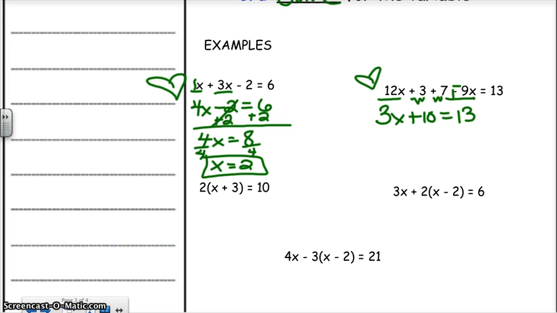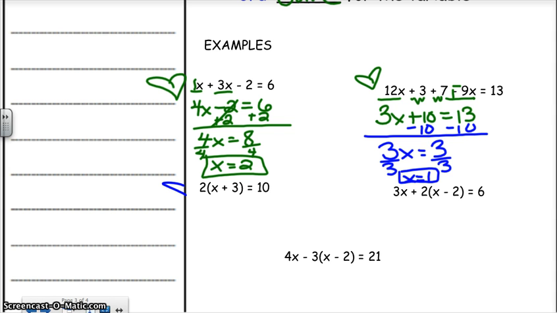Now I can solve. I'm going to move what's not connected to my variable. So I'm going to move my 10. The inverse of adding 10 would be to subtract 10. I get 3x is equal to 3. 3x means 3 times x, so the inverse of times is to divide. x is 1. Final answer.